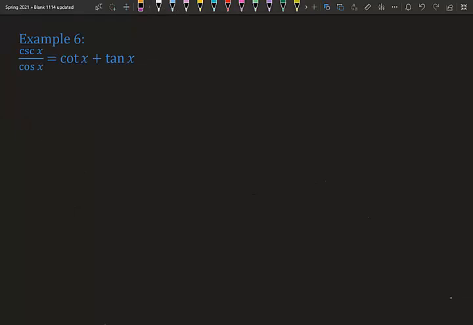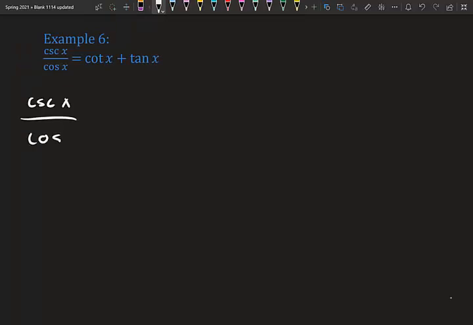Example 6, we have cosecant x over cosine x equals cotangent x plus tangent x. Now, you could work with one side, you could work with both sides. I'm going to work with both sides because cosecant and cosine, cotangent and tangent, we have a bunch of reciprocals going on here. So I'm going to work with both sides separately. So I'm just going to simplify both sides and see what happens. So we have cosecant x over cosine x. Let's get rid of that reciprocal right now. We know cosecant, we can switch that. Cosecant x is the same thing as 1 over sine x. So let's switch that.